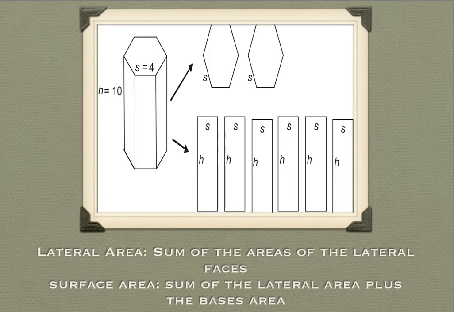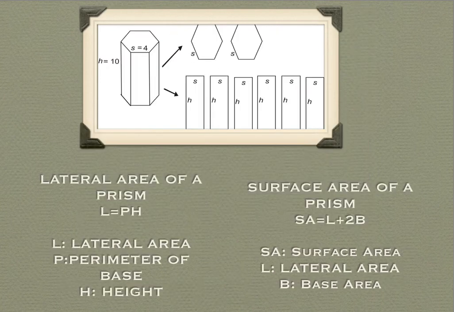The lateral area is the sum of the area of the lateral faces, so just the sides, whereas our surface area is the sum of the lateral areas and all of the sides, plus your two base areas. So our formula for lateral area of a prism is to multiply the perimeter of the base, take each of the sides of the base, and multiply it by the height of the lateral side. Then our surface area would be to take that lateral area and add to it two base areas.